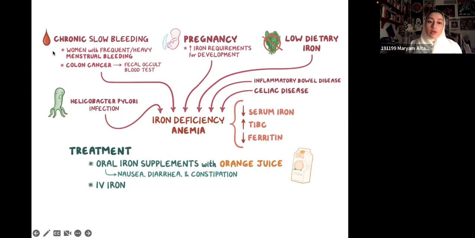Okay, so again, chronic slow bleeding, remember, colorectal cancer, you can do a fecal occult blood test. H. pylori infection, which causes an ulcer in your stomach that continues to bleed, is, again, a cause of GI blood loss. It can be nutritional, as in, for example, that 17-year-old female, or it can be due to increased blood loss during her menstrual cycle. Pregnancy is also a cause, and inflammatory bowel disease and celiac disease, because these two things can affect the duodenum, which is where iron is absorbed. So again, if you see these things, keep that in mind.